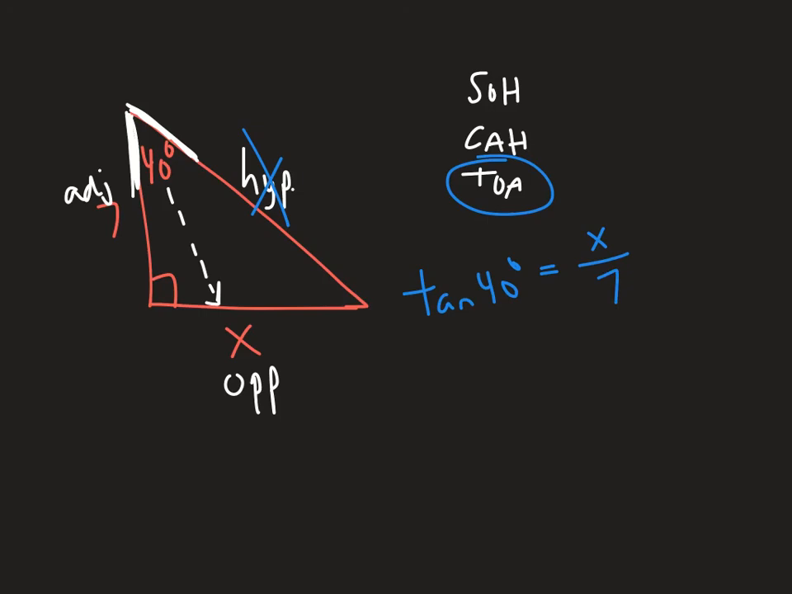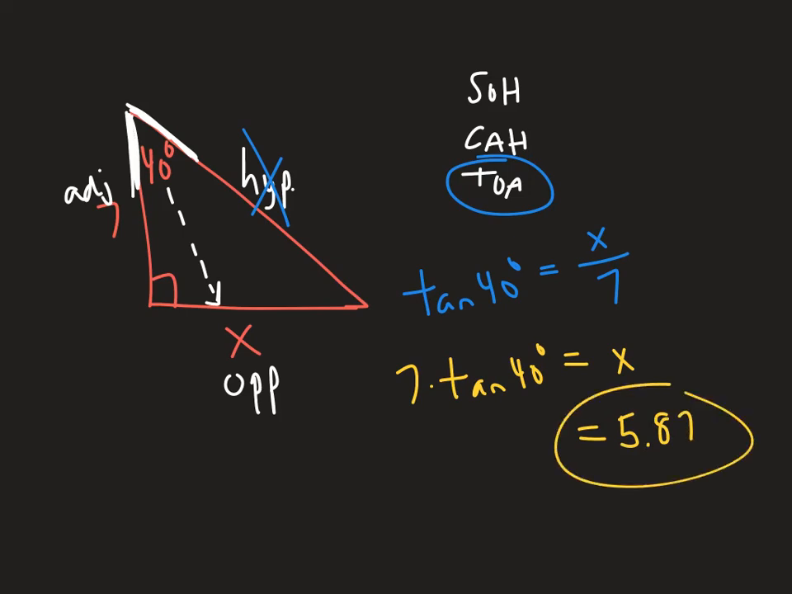And we will simply multiply both sides by 7 to solve for x. 7 times the tangent of 40 will equal x. Again, calculator problem. 7 times the tangent of 40, I'm showing 5.87. And that would be, in this case, the opposite side length.